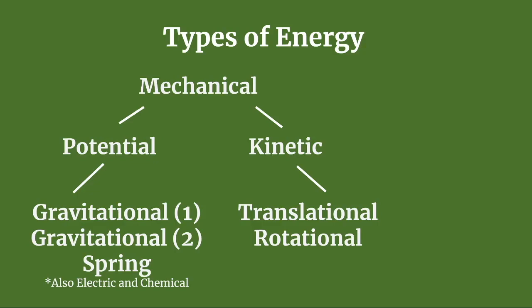Under kinetic energy, we also have two types, which are translational and rotational. Some of the rotational kinetic energy equations will work with torque, which is in a later chapter, so be sure to check that out if you're interested. Total kinetic energy of an object is the sum of the translational and rotational energy, just as total potential energy is the sum of all of the subtypes of potential energy.